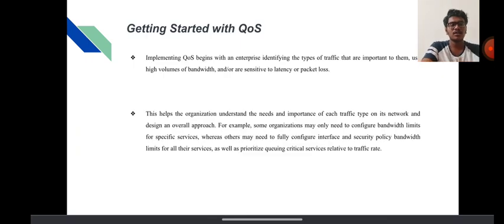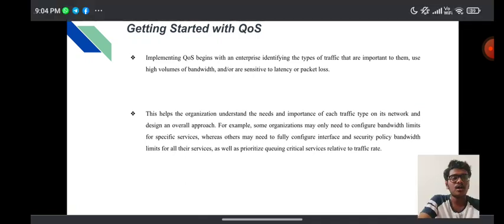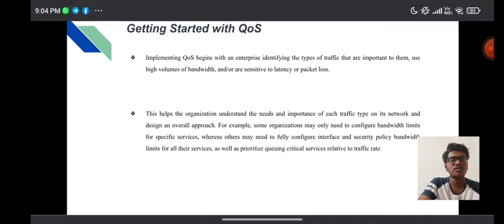So, getting started with QoS. Implementing quality of service begins with an enterprise identifying the types of traffic that are important to them, that use high volumes of bandwidth and are more sensitive to latency and packet loss.